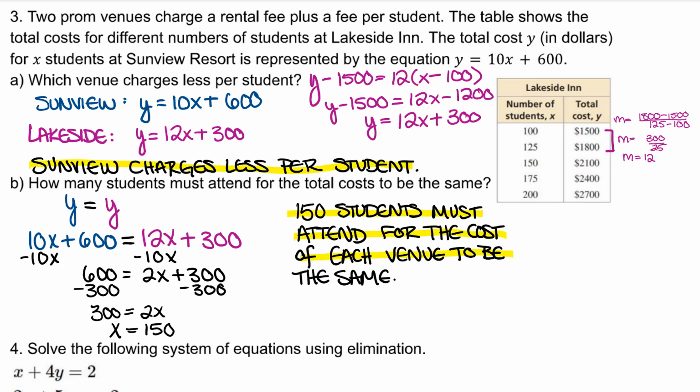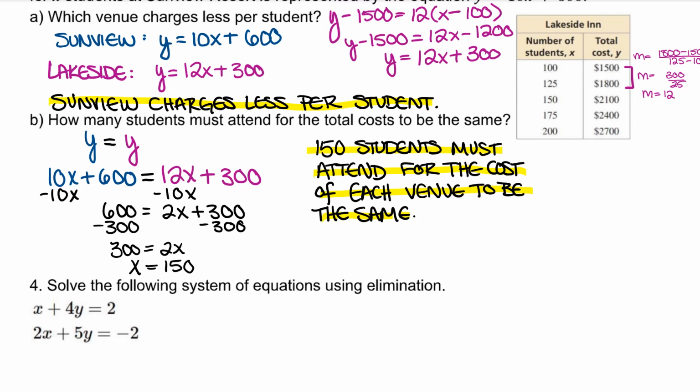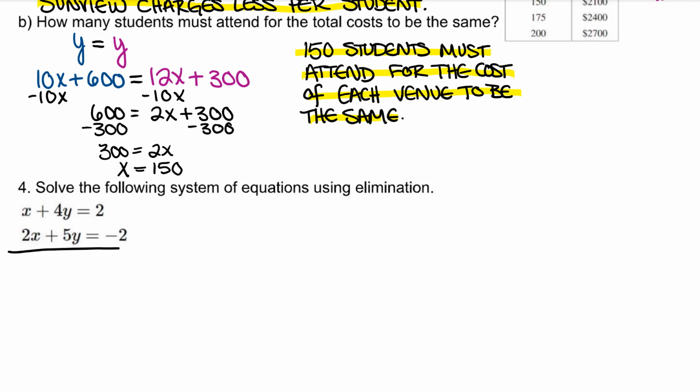For number 4, solve the following system of equations using elimination. Elimination means we're going to add or subtract the equations together. I would rather add an equation that I've multiplied by -1 than have to remember to subtract negatives, which means I always multiply by a negative and add rather than thinking about subtraction. If I added these two equations together, I would get 3x plus 9y equals 0. No variable has been eliminated, so what you need to do is multiply one of these equations by a factor that will then, when we add the two equations, eliminate either the x variable or the y variable.